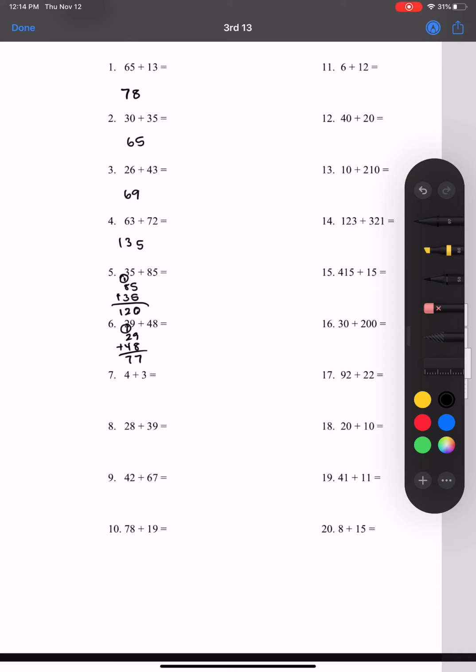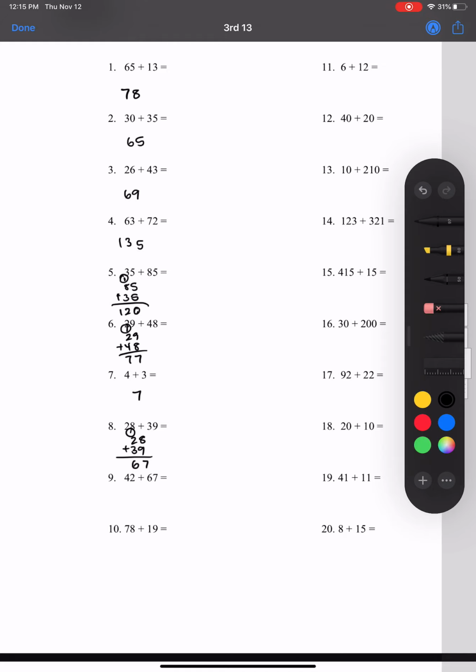4 plus 3 is easy, it's 7. 28 plus 39: 8 plus 9 is 17. You transfer the 1 over. 3 plus 2 is 5. Add the 1 that you transferred, and it's 6.